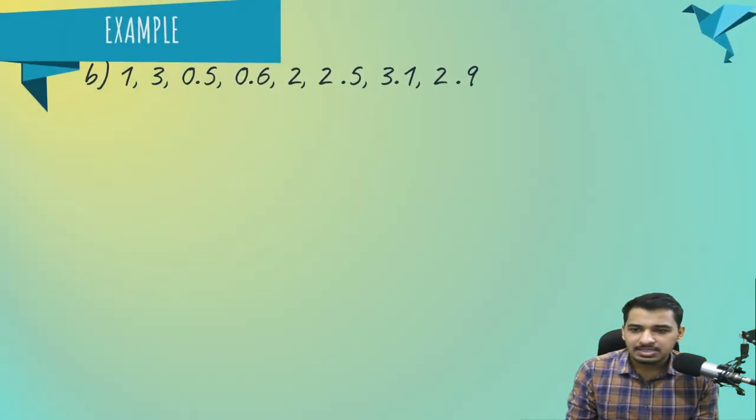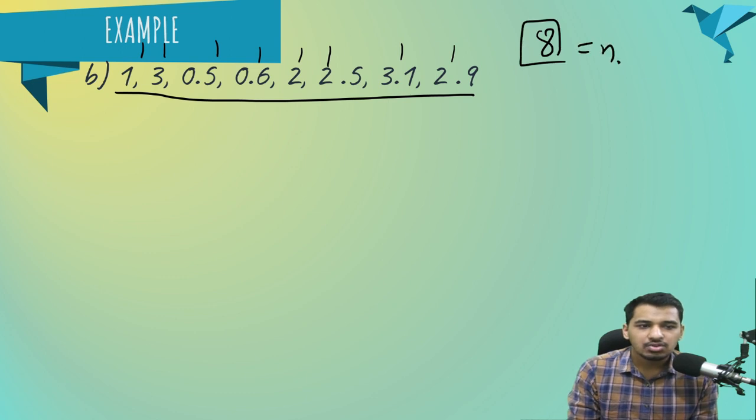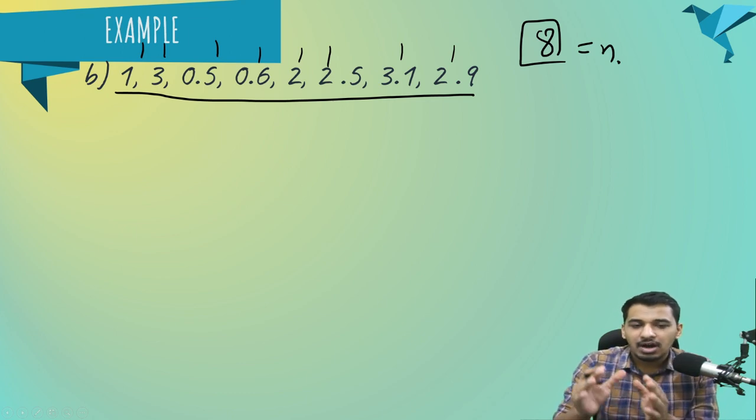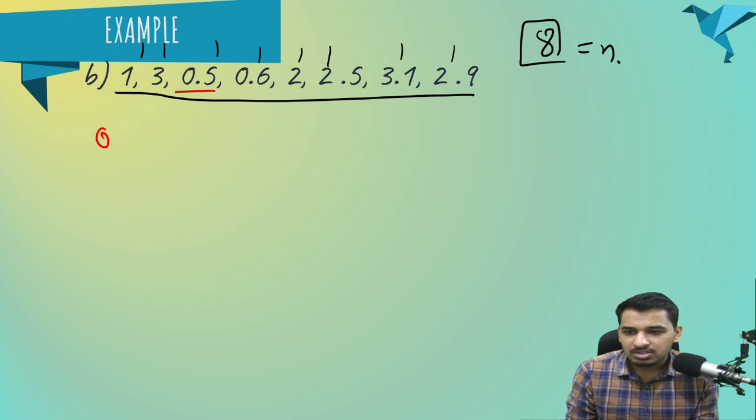Now let us look at this example. In this example, the number of values are 1, 2, 3, 4, 5, 6, 7, 8. Here n is an even number. So how to find the median in this case? The first step would be the very same: you have to arrange the data in an ordered manner. So we'll arrange this data in ascending order. The first value would be 0.5 because this is the least value. Then 0.6 would be there.